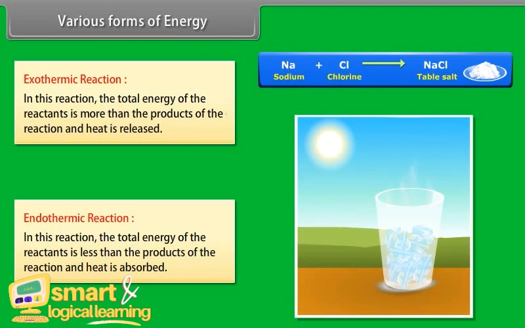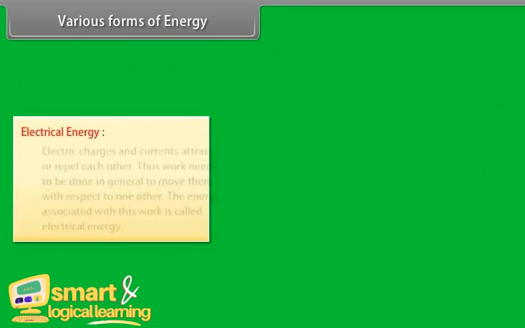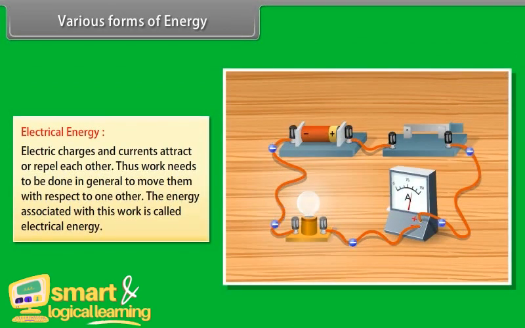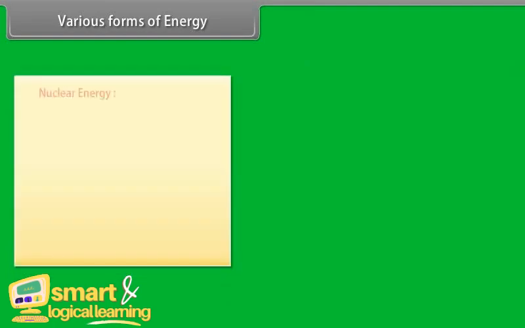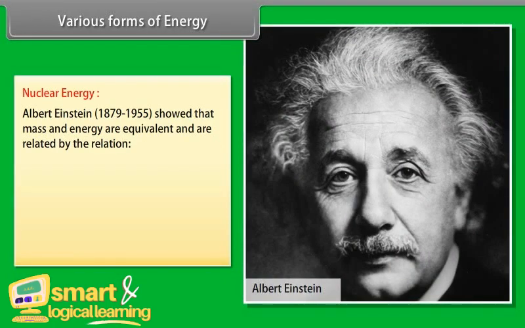Endothermic reaction. In this reaction, the total energy of the reactants is less than that of the products of the reaction and heat is absorbed. Electrical energy. Electric charges and currents attract or repel each other. Thus, work needs to be done in general to move them with respect to one another. The energy associated with this work is called electrical energy. Nuclear energy. Albert Einstein, 1879 to 1955, showed that mass and energy are equivalent and are related by the relation E equals mc squared, where c is the speed of light in vacuum.